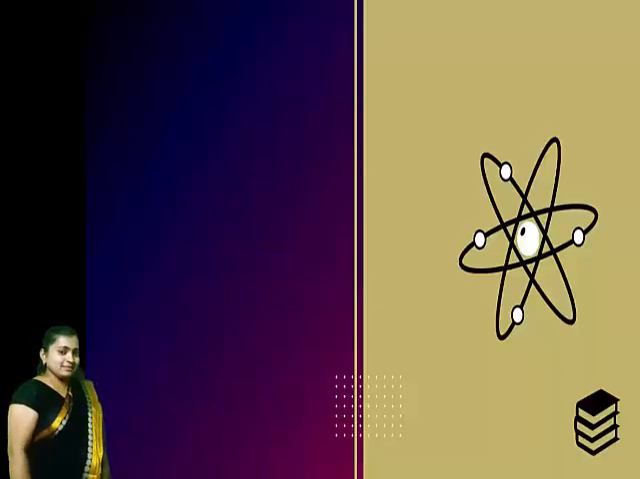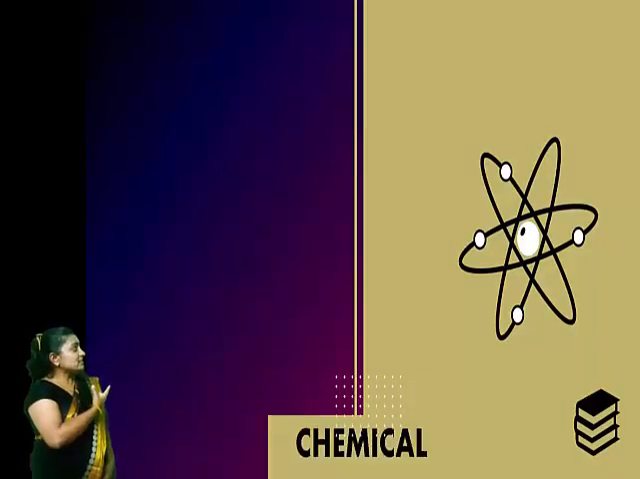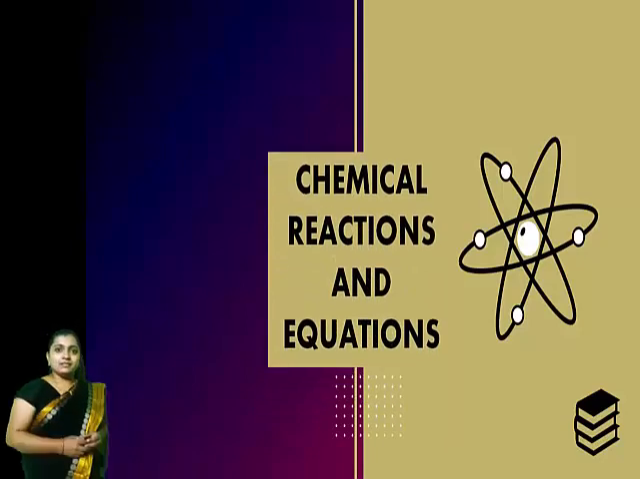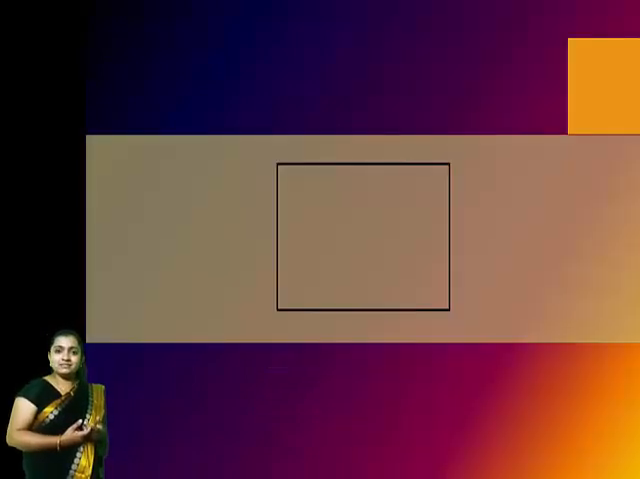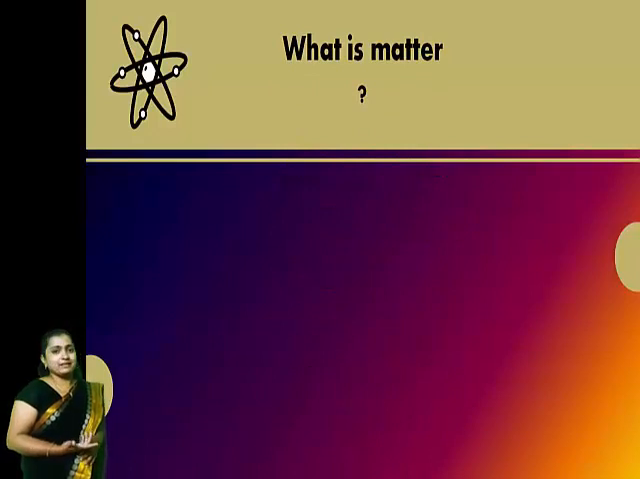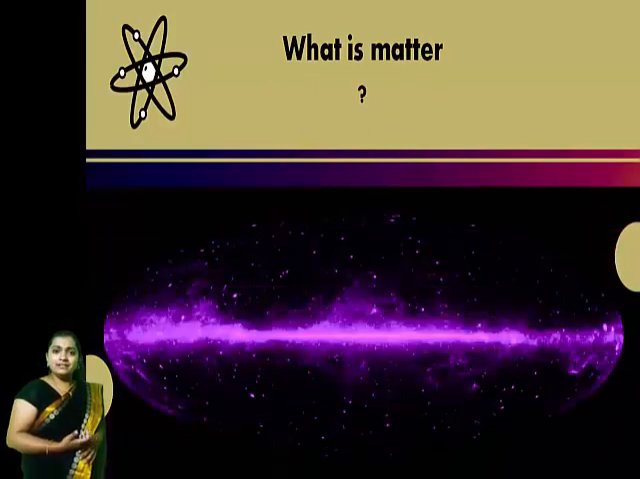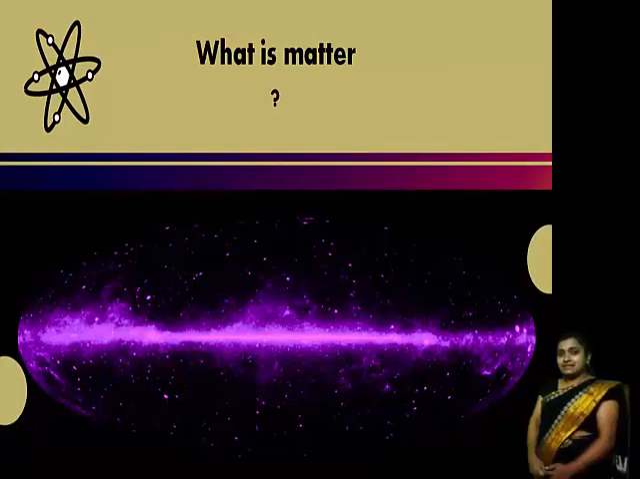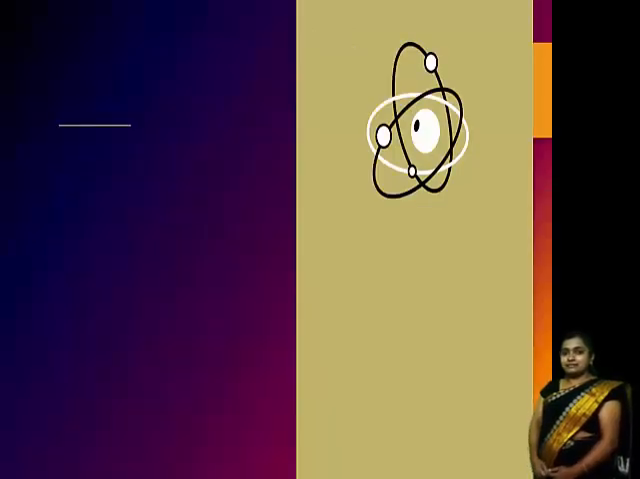Our today's topic is chemical reactions and equations. Do you know what is around us? Right, it's matter. What is matter? Everything around us is matter. The matter is made up of atoms and molecules. So we can say that the matter is a combination of atoms and molecules. Let's learn more about the matter.